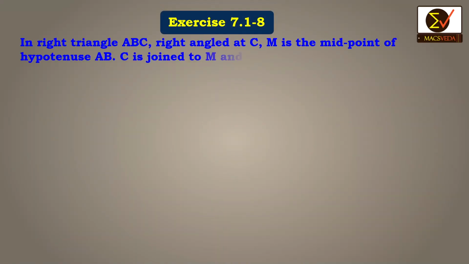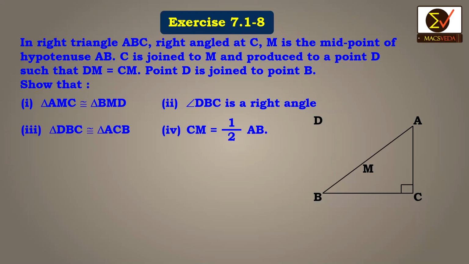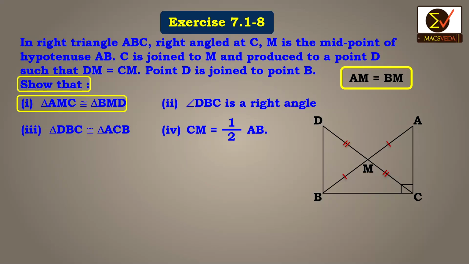Question number 8. In right angle triangle ABC, right angle at C, M is the midpoint of the hypotenuse AB. Therefore, M bisects the hypotenuse. So we get AM is equal to BM. Now C is joined to M and it is produced to a point D such that DM is equal to CM. Now point D is joined to point B. So there are totally 4 questions. The first one is, we have to prove that triangle AMC is congruent to triangle BMD.